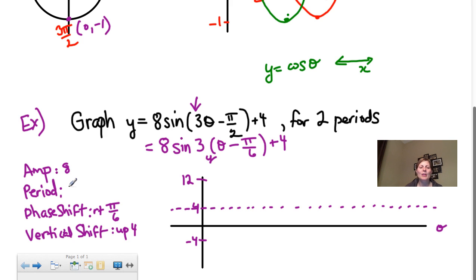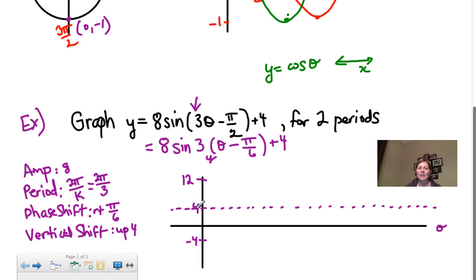The last thing is your period. And the period is given by the regular period, which is 2 pi for a regular function, divided by whatever the k value is. So in this case, the period is going to be 2 pi divided by this k value here, which is 3. So 2 pi on 3 is going to be the period for one complete cycle.